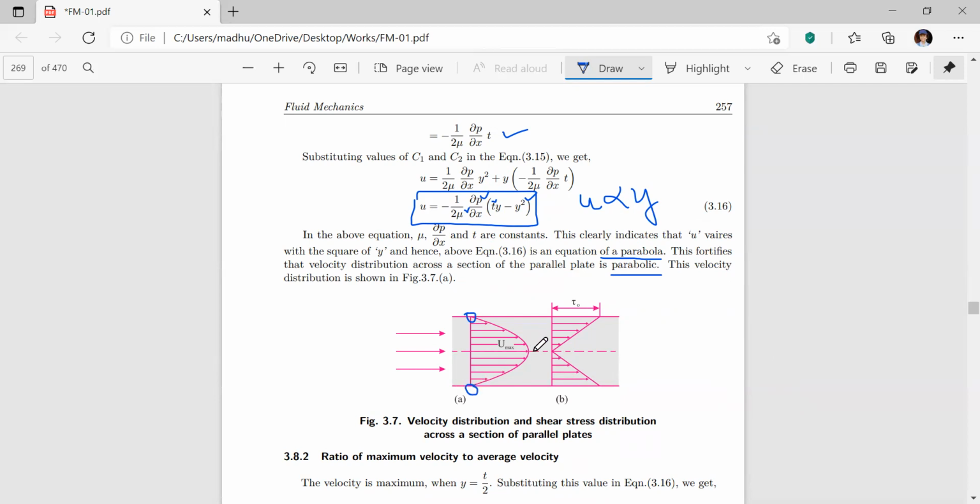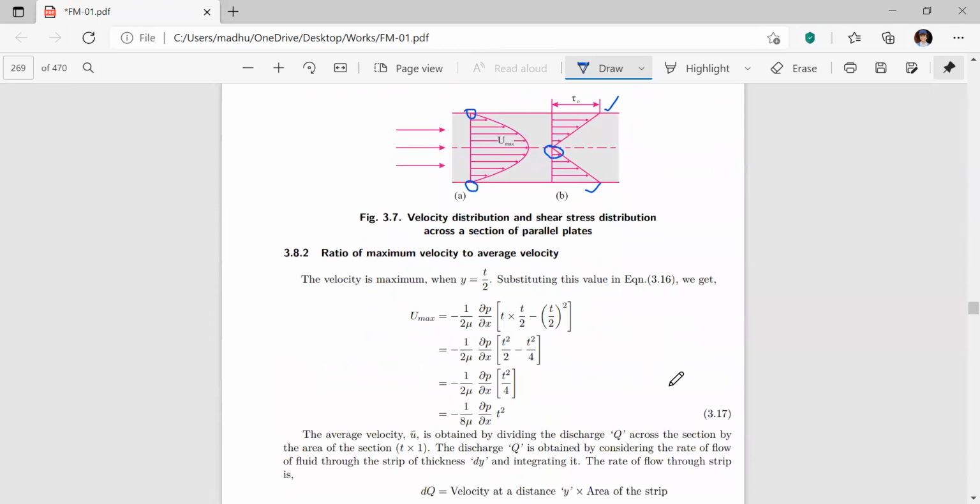The velocity at the axis, or at the center of the two parallel plates, is maximum. Likewise, the shear stress at the wall is maximum because here there is no velocity, and shear stress at the center of the two parallel plates is zero because it has the highest velocity at the center. So this figure fortifies the velocity distribution and shear stress distribution across the section of parallel plates.